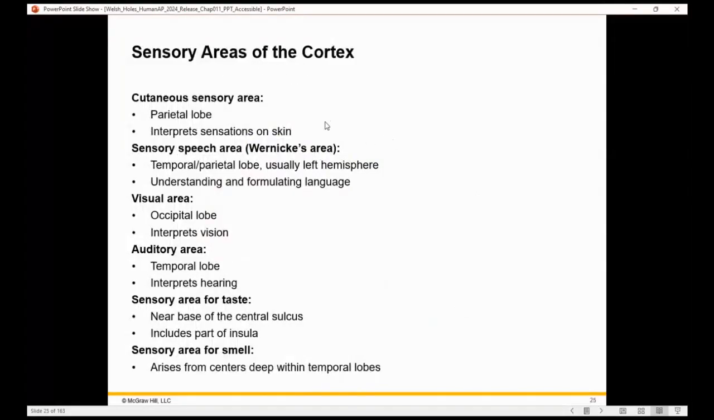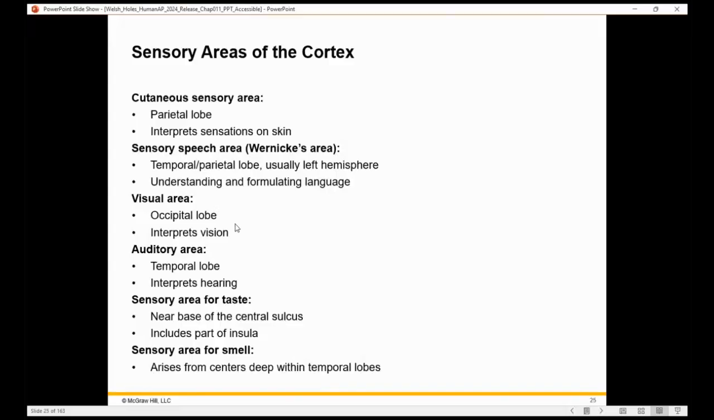The sensory areas of the cortex. The cutaneous sensory areas are in the parietal lobe, and they interpret sensations on the skin. Then you have the sensory speech area called Wernicke's area. This is at the temporal and parietal lobes, usually the left hemisphere. Here we have understanding and formulating language functions.